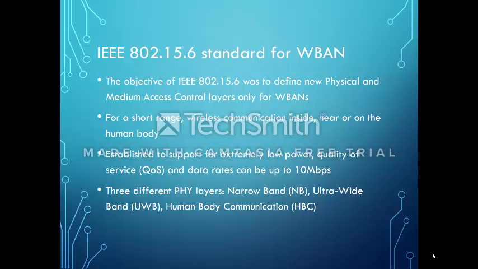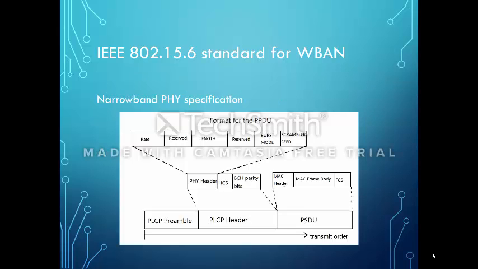The objective of the IEEE standard is to define new physical and medium access control layers only for WBANs. One of the most important issues is selecting the physical layer frequency bands. The first one is the narrowband physical layer specification.